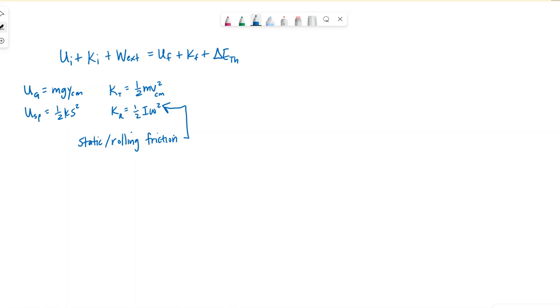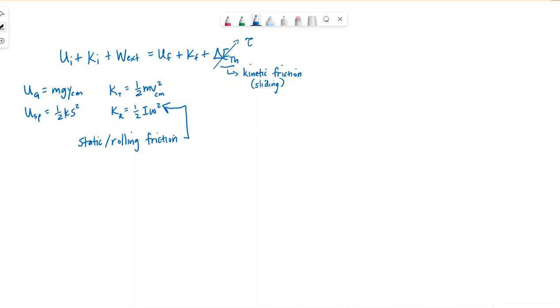Delta E thermal is only due to our kinetic friction. I'm not going to ask you a question that has both rolling and sliding. So the object would need to be sliding to have this delta E thermal. We're not going to throw that into the mix. If our object's rolling, it's going to be rolling without sliding or slipping. And so we actually won't need to worry about a delta E thermal. Well, I guess I should say, technically, okay, I need to take that back.